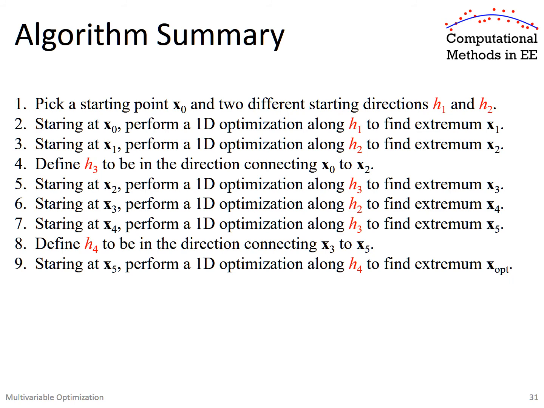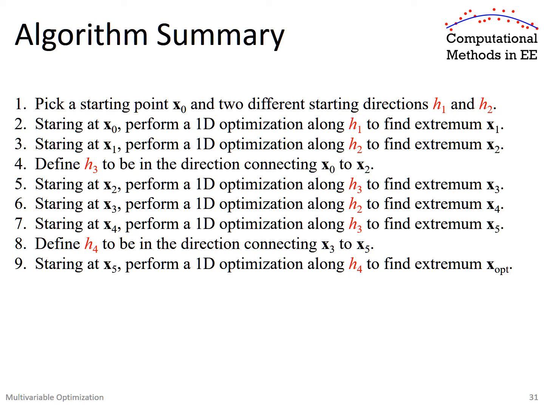Okay. So here's the summary of the algorithm in 9 steps. We pick a starting point and 2 different directions. Then we start at our starting point and we do a one-dimensional optimization in that first direction, and we find extrema x1. Then we do another 1D optimization starting at x1 in our second direction. So we find the extrema x2.